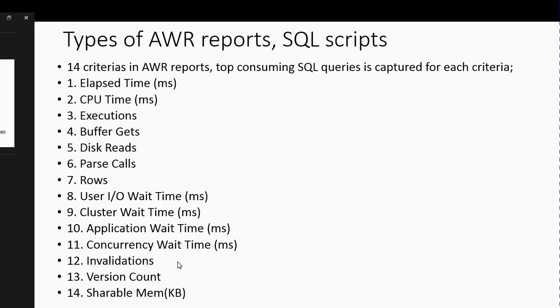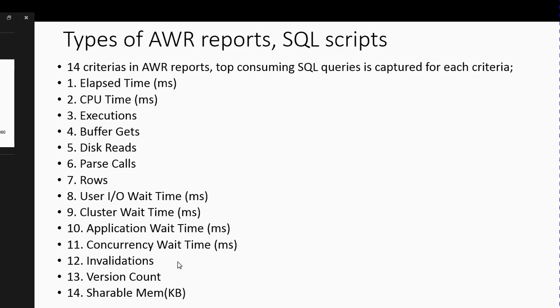So these are the 14 criteria that you have for your AWR reports. If you go down the line, you're looking at elapsed time, CPU time, executions, buffer gets, disk reads, parse calls, rows, application wait, concurrency wait time, and so on.